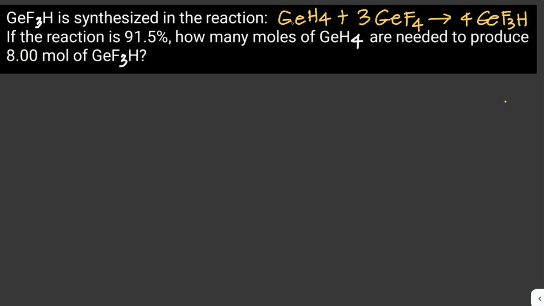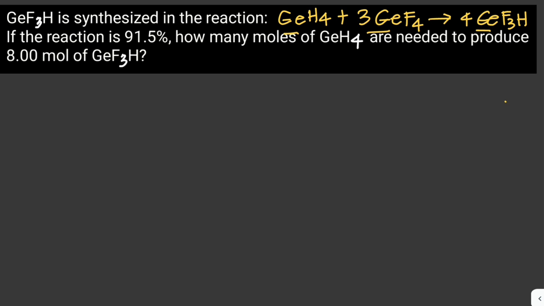We have GeH4, germanium hydride or germane, reacted with germanium tetrafluoride to produce germanium fluoride. So we need to write a balanced chemical equation. We need to make sure everything is balanced. So we have 4 moles of germanium here and also in the product side. And then for the fluorine, 12, okay, 12. All right, so we have a balanced chemical reaction here.